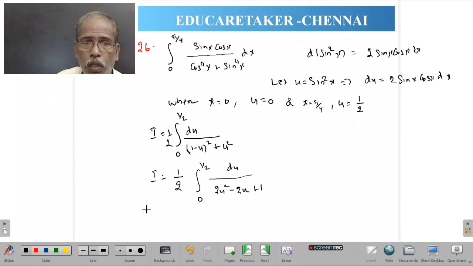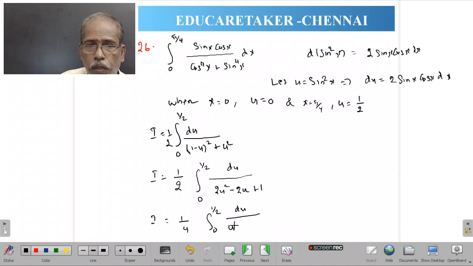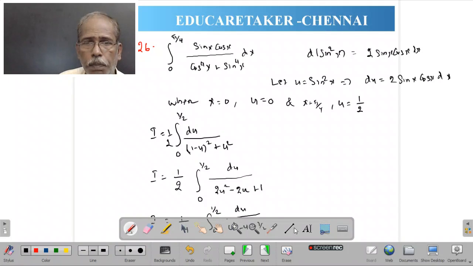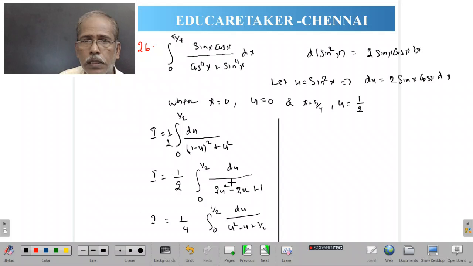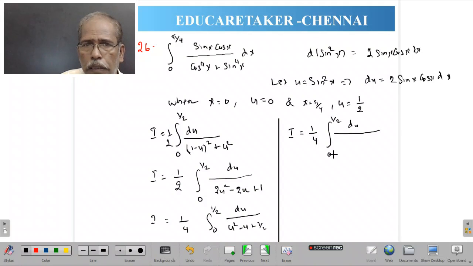So we can take 2 outside, I equal to 1 by 4, 0 to 1 by 2 du, the denominator u square minus u plus 1 by 2. Dear student, we have to apply completion of square. Applying completion of square, I is 1 by 4 integral with the lower limit 0, upper limit 1 by 2 du. The denominator u minus 1 by 2 the whole square.